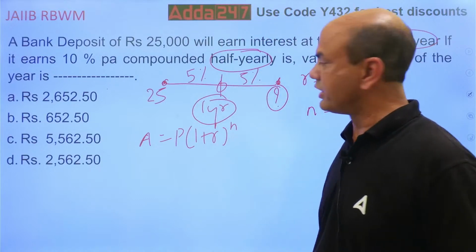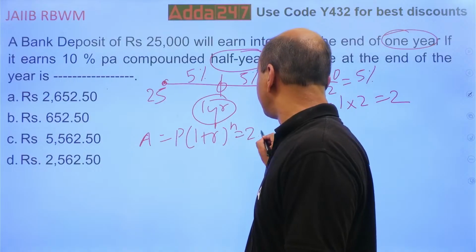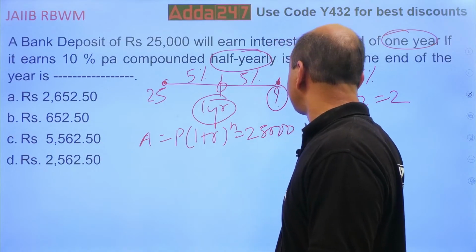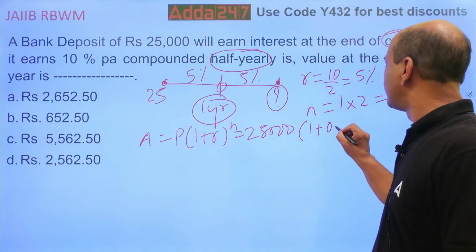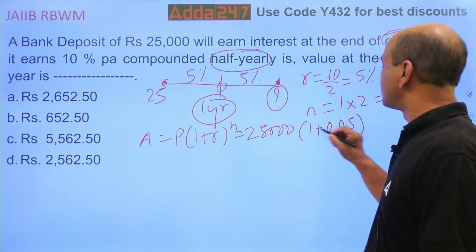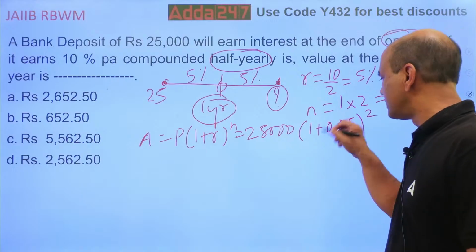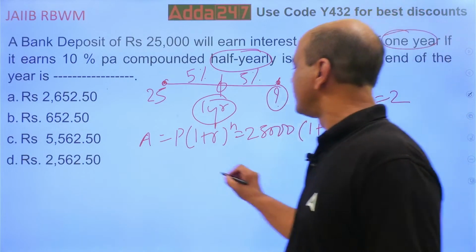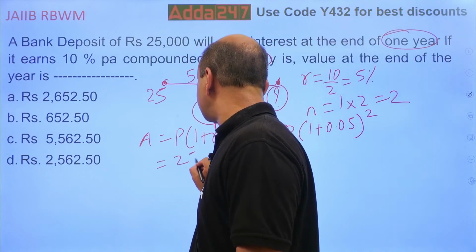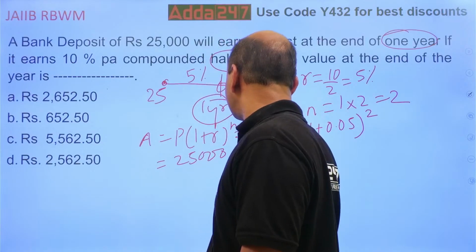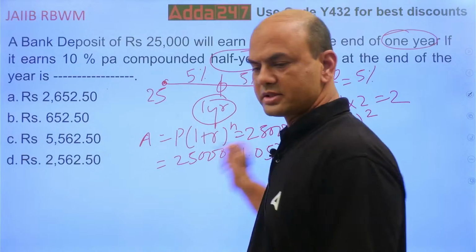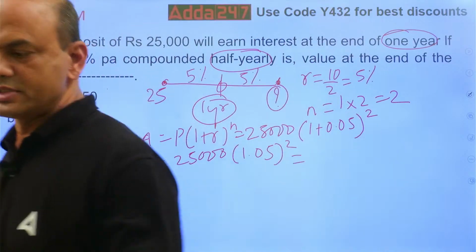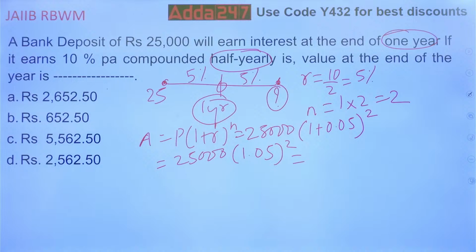What is P? 25,000. 25,000 into 1 plus, what is R now? New R, 0.05, raised to N. What is N? 2. Solve this. So 25,000 into 1.05 raised to 2. Get the answer, everyone. Check. Everyone get the answer. Fast.